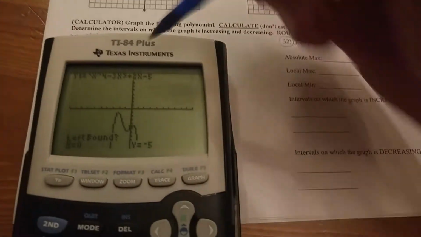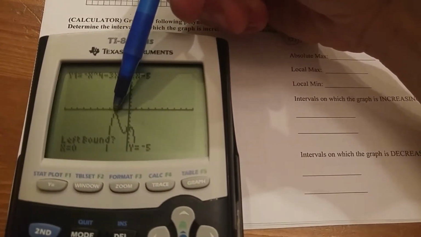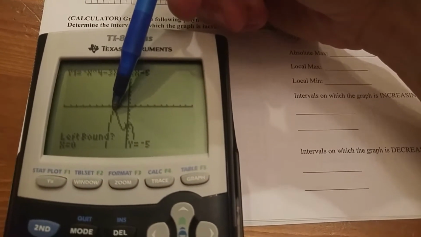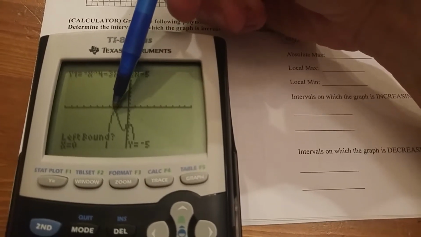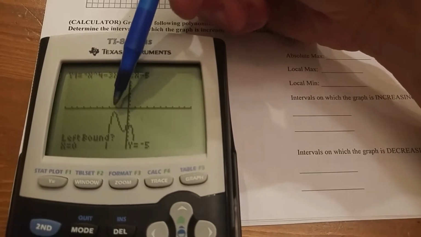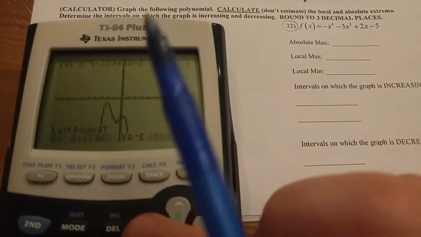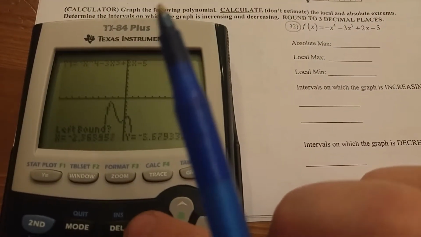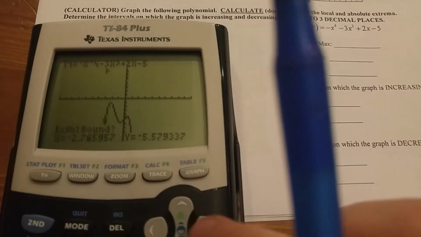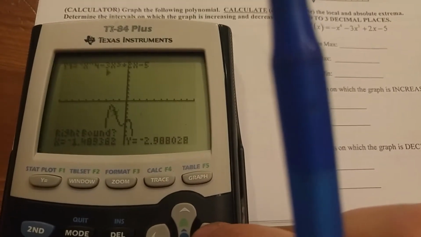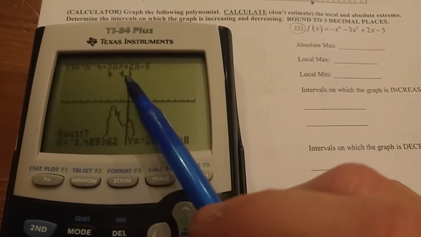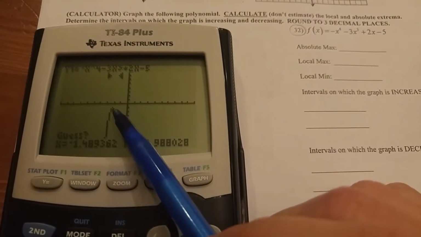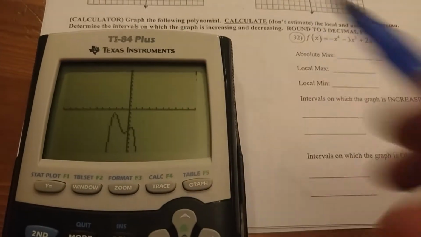Now we need to be on the left of that point right there, not necessarily the left of the graph. I mean, it will be on the left of the graph, but we're trying to be on the left and then on the right of that specific point. So we're going to go to the left of it, anywhere to the left is fine, and then go to the right of it, and then it's asking you if these bounds are where you're looking between, so double check and make sure that your point is between there, and then hit enter one more time.